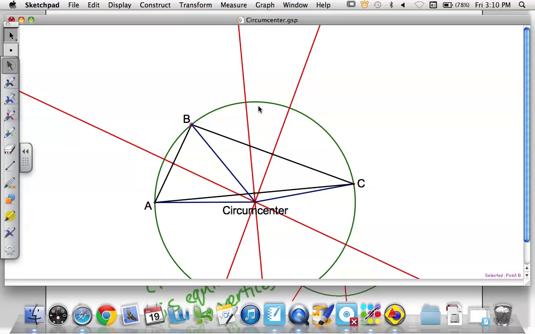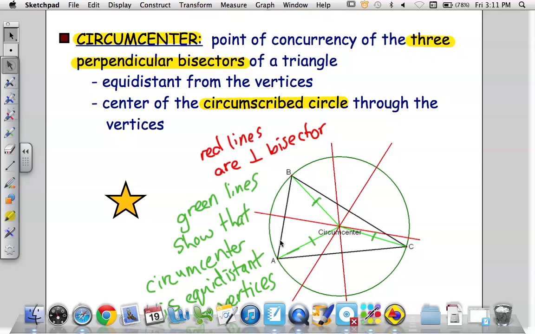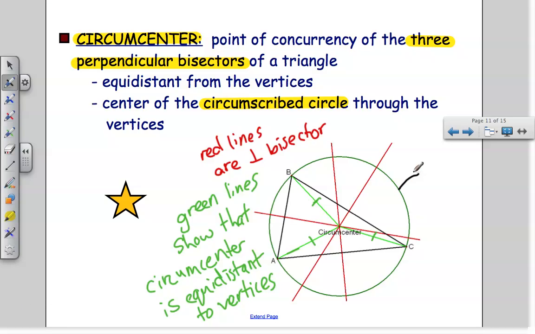So the circumcenter is a very cool point. It's the center of the circumscribed circle. It's the one that touches every vertex. And this is the circumscribed circle. So if you have trouble remembering circumcenter, think, oh, it's equidistant to the vertices, so I can do a circle that touches the vertices. And that circle is outside of the triangle, so it is circumscribed. Therefore, it's the circumcenter.